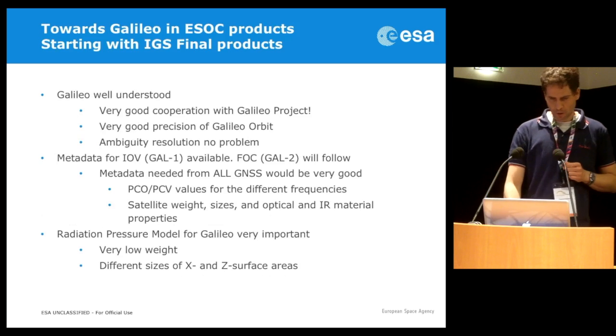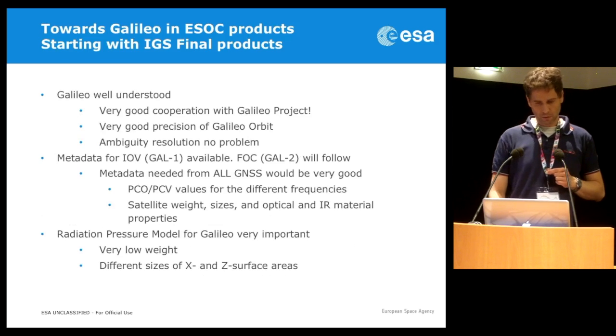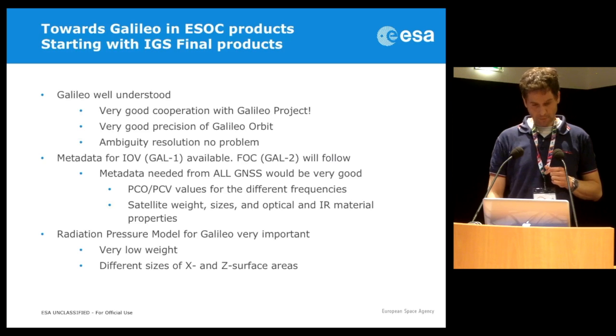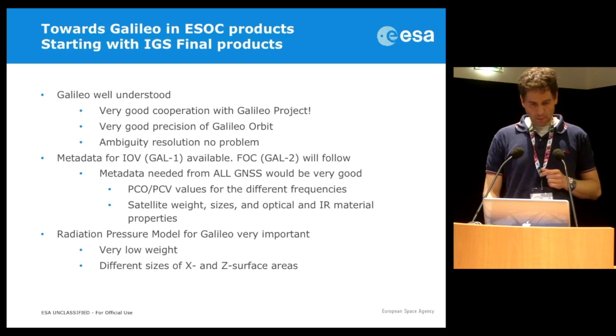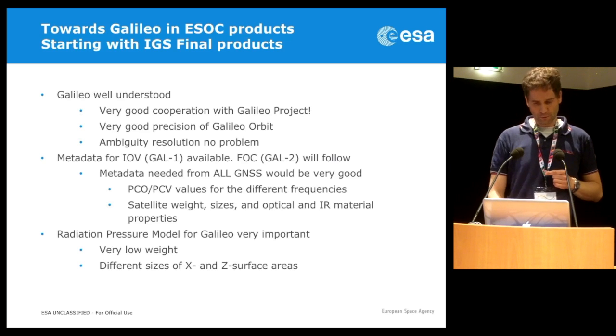Now we come to our intention to include Galileo into the operational IGS products. I would like to take this opportunity to thank the Galileo project for the very good cooperation that we have had for more than 10 years now, basically since the launch of GIOVE-A. We now get very precise Galileo orbits. We have ambiguity resolution fully under control, thanks to the metadata that we received for the IOV satellites. We also have that for FOC, and that will soon be published, as we heard this week a couple of times.